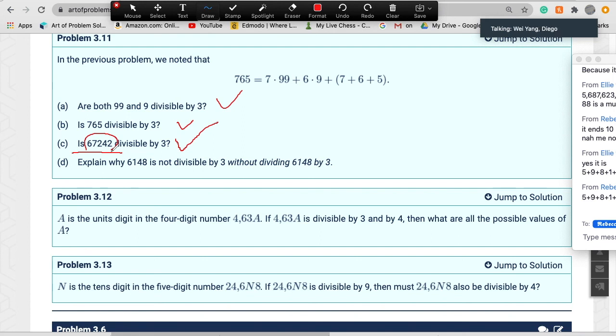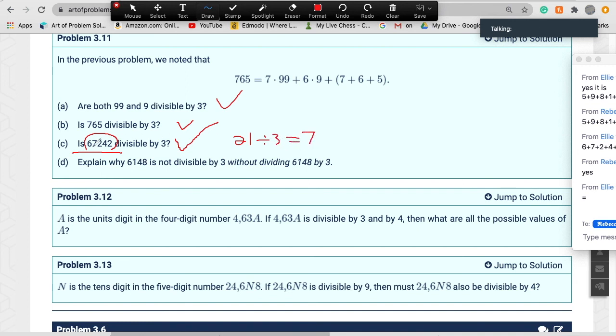C. Is 67,242 divisible by 3? Can I say it now? Yes, because when you add them all up, it equals 21. I meant to write equals instead of minus. Yes, Rebecca also got it correct. 6 plus 7 plus 2 plus 4 plus 2 equals 21. The sum equals 21. 21 divided by 3, you get 7. That's divisible. So that means this number is also divisible by 3.